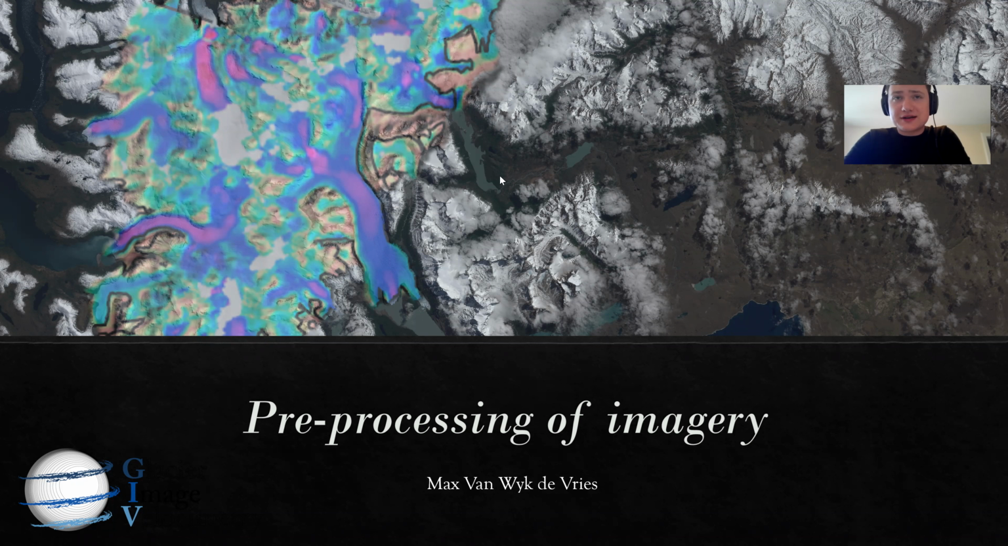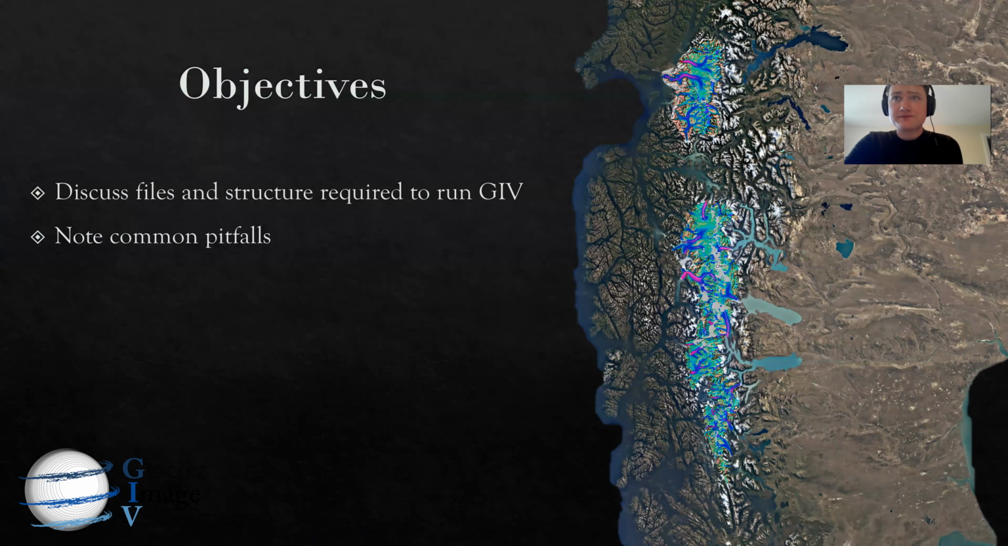I'm going to be talking quickly through the small amount of pre-processing that you'll want to apply to the images prior to running them through GIV and the overall file structure that you will need to successfully run the model. And I'm just going to point out a couple of common pitfalls. If something goes wrong, it may well be one of these things.